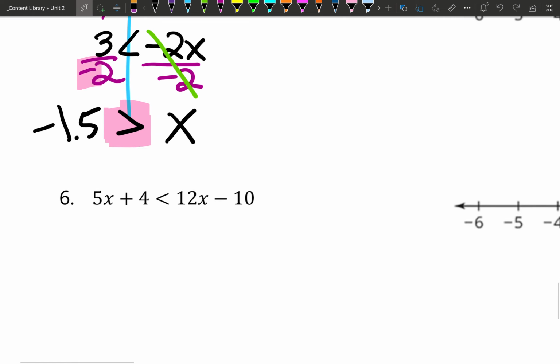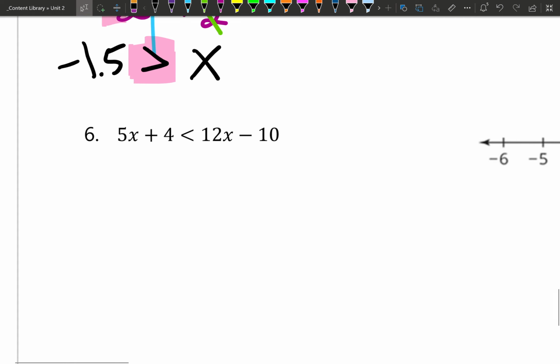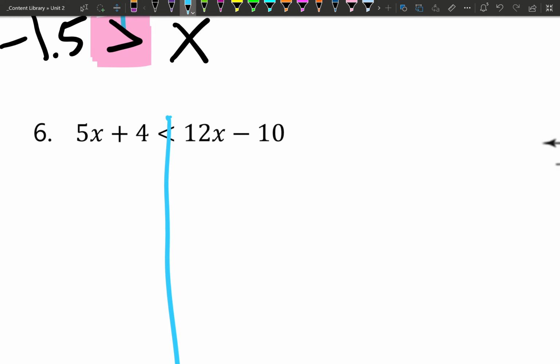Okay, last one, number 6. On this one, we have x's on both sides. I'm about to break my favorite rule of solving equations, which is taking the smaller variables and moving to the side of the bigger variables. But because I don't like x's on the right side in inequalities, I'm going to move my x's to the right. So how would I move positive 12x to the left? By subtracting. Good. Let's do that.